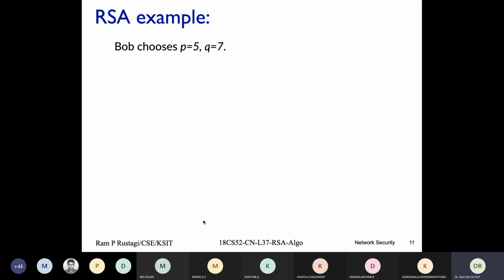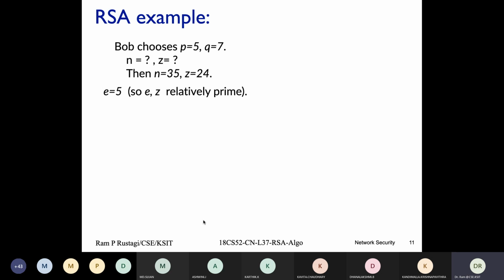Consider that two prime numbers are 5 and 7. Then what is the value of n and z? Anyone? We said n is p star q, z is p minus 1 into q minus 1. So what is the value of n and z? Sir, n is 35. Yes. And Z? 24. Precisely, n is 35, Z is 24.